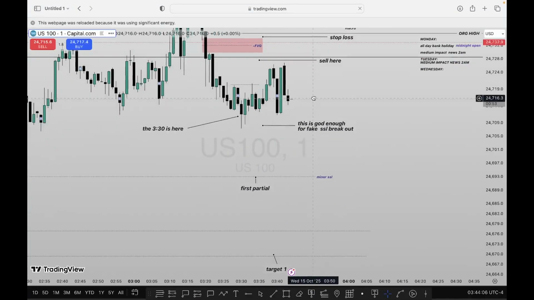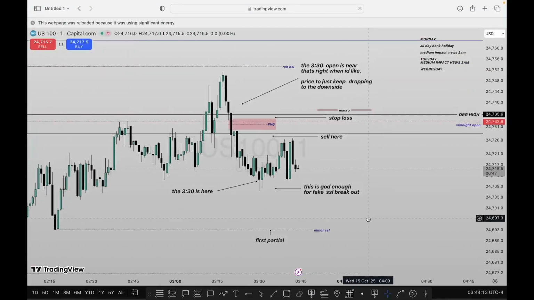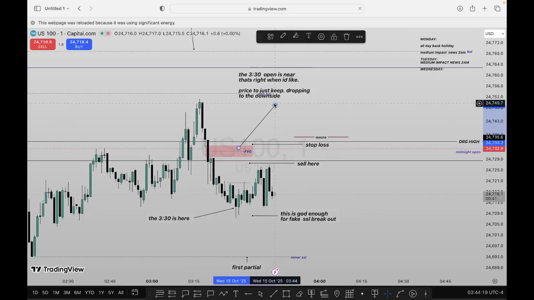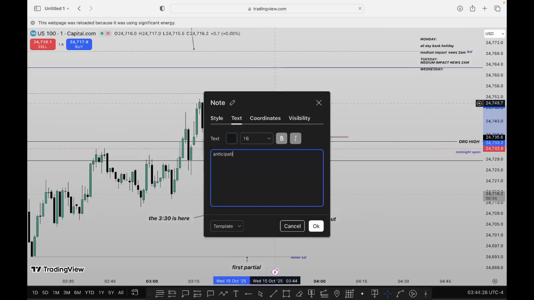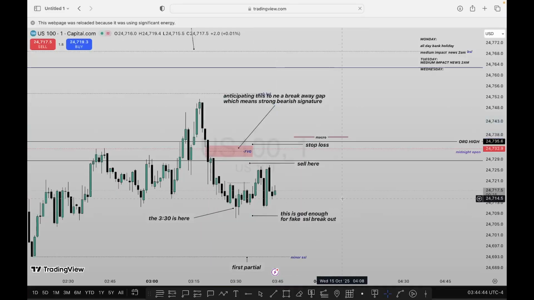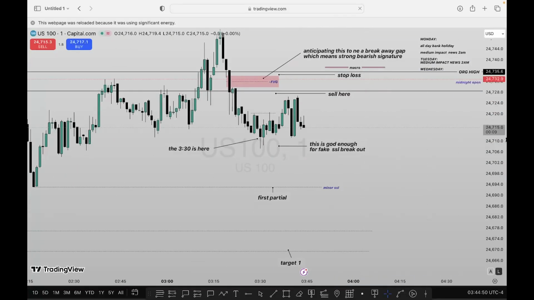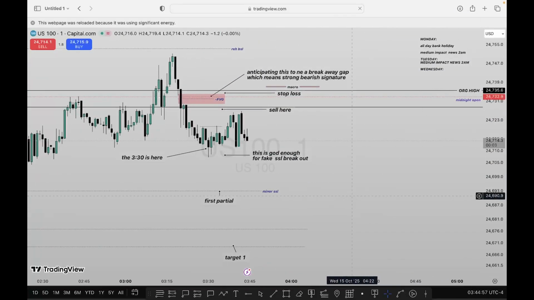Price was above the midnight opening for today, not this midnight open here that it is below, which is the Tuesday midnight open. The one I'm talking about is today's midnight open, today Wednesday's midnight open.